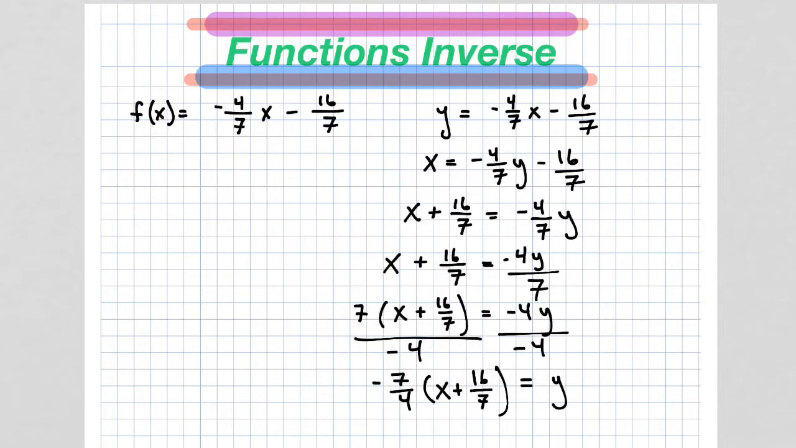Okay, I just want to point out that if I have 7x divided by negative 4, this is just an example, it has nothing to do with what we're working on, but I could also write that as 7 over negative 4x, or negative 7 over 4x, or negative 7/4 x.